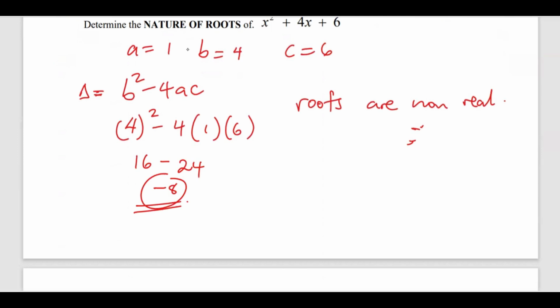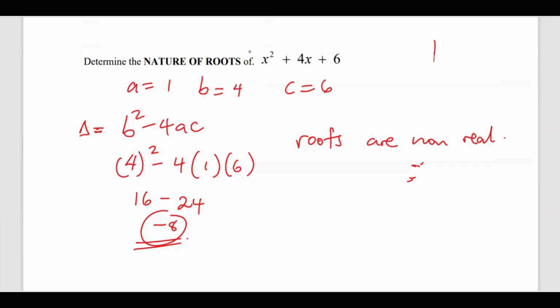So if we were to draw a graph of this, you'll find that the graph is not going to touch the x-axis. It will be hanging somewhere there, regardless of what shape it is. So when it's hanging, it's not touching the x-axis, the roots are non-real.